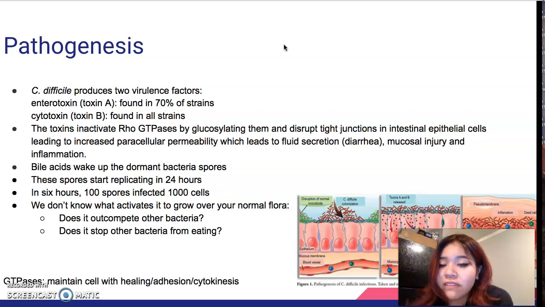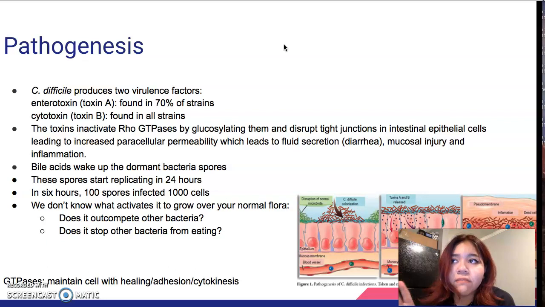So this all happens after the spores' coating is disintegrated by the bile acids. These spores, when they become vegetative cells, will start replicating in less than 24 hours. There was an experiment where mice were infected with C. diff. They put 100 spores in the mice, and within 6 hours there were 1,000 cells already infected with C. diff. So when you have it, it replicates fast.